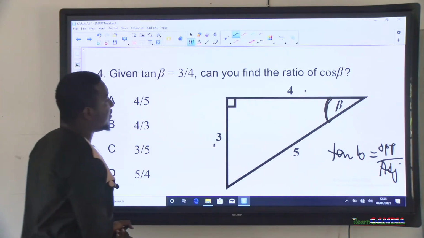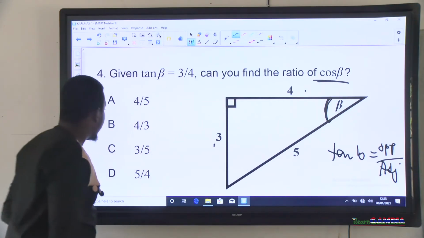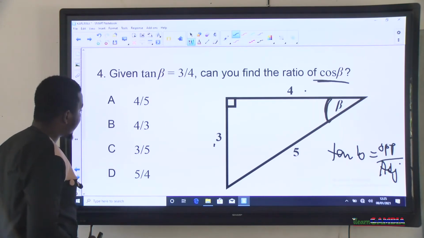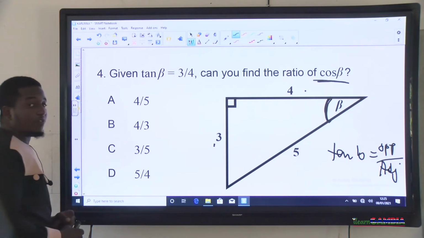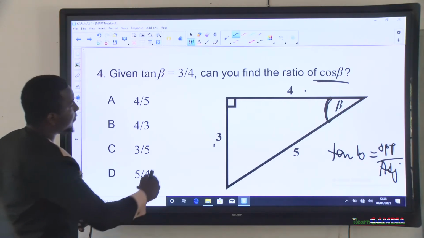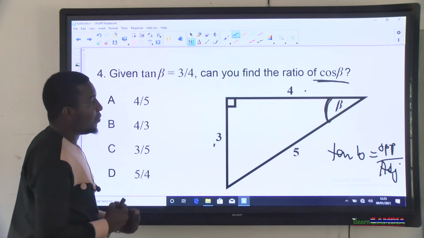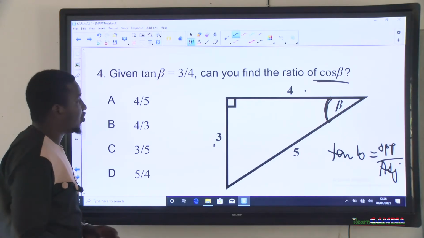But what are we asked to find? We are asked to find the ratio of cos beta. The options given to us are 4 over 5, 4 over 3, 3 over 5, and 5 over 4. So we are going to, again, use SOHCAHTOA to help us trace the formula that we use for cos. Then we calculate and see what our answer is.